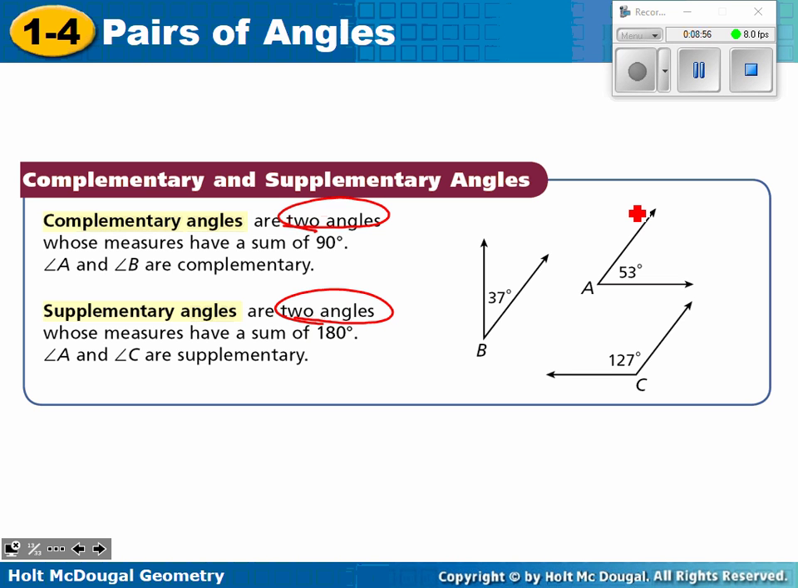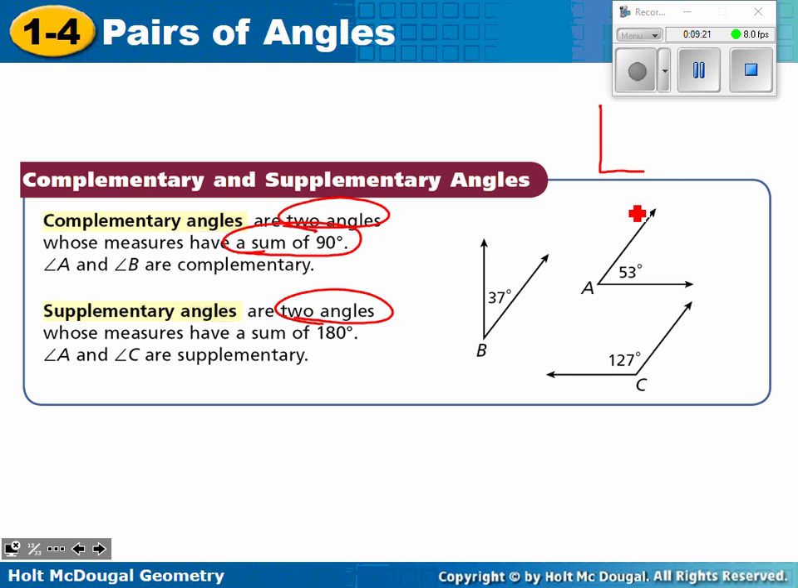Complementary are two angles who sum to 90 degrees. They do not have to be adjacent. Any two angles that add to be 90 will be complementary. So for example, if you look at this picture, which two angles here would add to be 90? A and B. Notice they're not adjacent. They're not connected. They don't have to be. But A and B would be complementary.